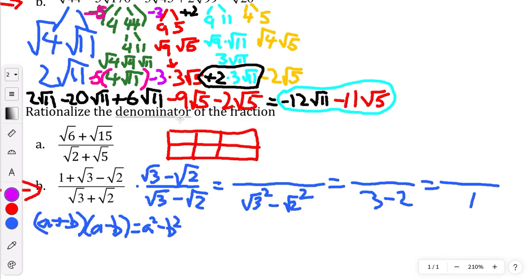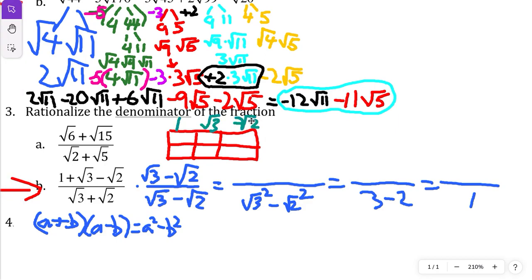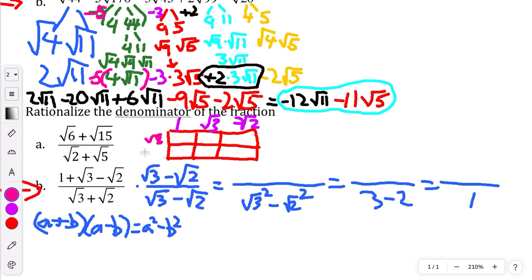What I mean is that I have 1, root 3, and minus root 2. Hope that's okay. That minus is a little awkwardly placed. I can't really do anything about it. Well, I could, but it's fine. And then the other one is root 3 minus root 2. This is what I'm multiplying by. Root 3 minus root 2. Now let's see what we get.